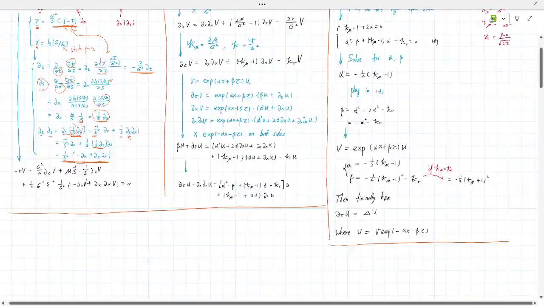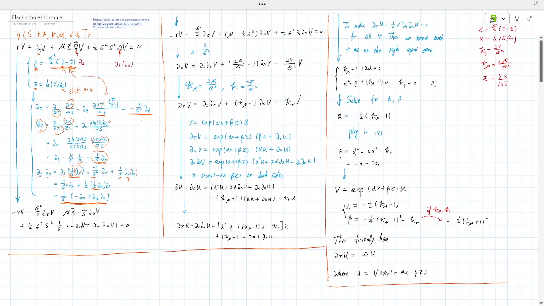So plug everything in: the d tau, dt, and the gradient and Laplacian. We got this. So this is the dt here, and here is the gradient. Here is the Laplacian.